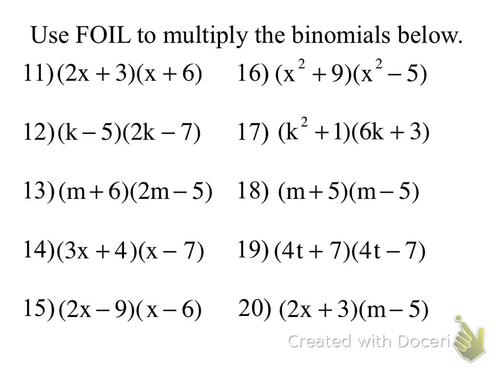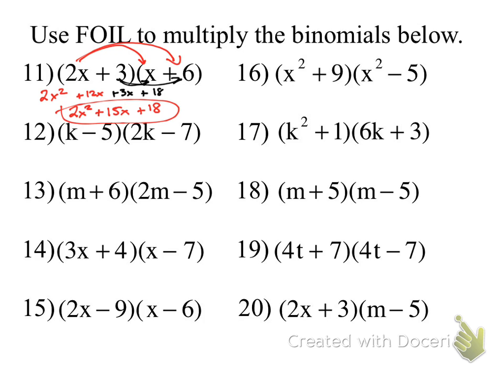All right, when you have a coefficient, there's no special shortcut for this. You just have to double distribute. So I'm doing 2x times x is what? 2x squared. Good, 2x squared. And then I'm doing 2x times 6 makes plus 12x. And then I'm going to do 3 times x is plus 3x, and 3 times 6 is plus 18. We combine like terms and we get 2x squared plus 15x plus 18. Does that make sense? Okay, I'd like you to try 12 and 13.